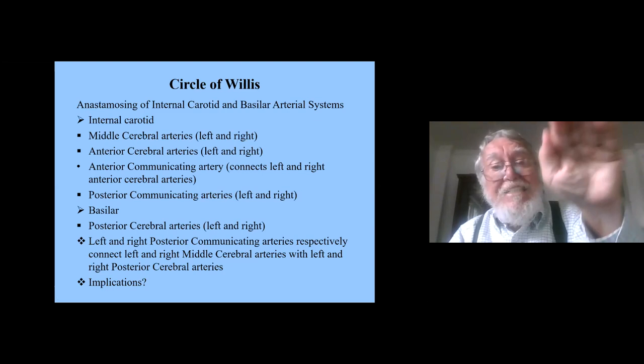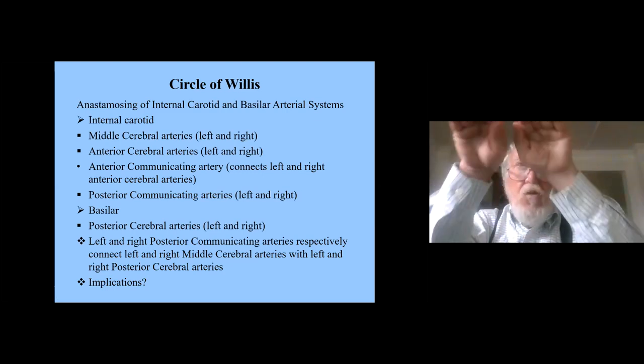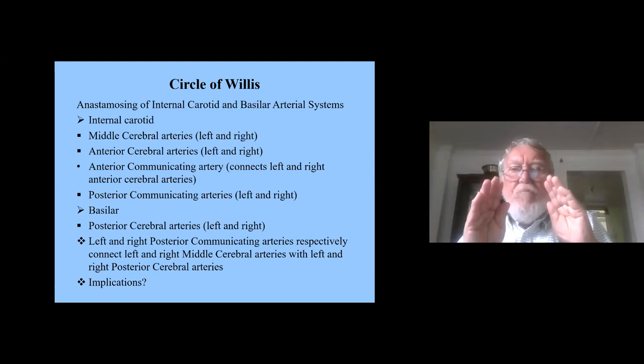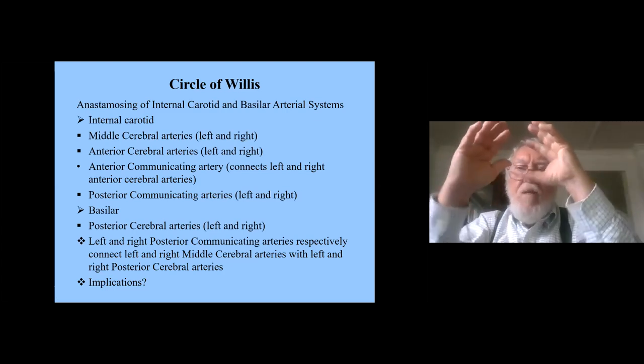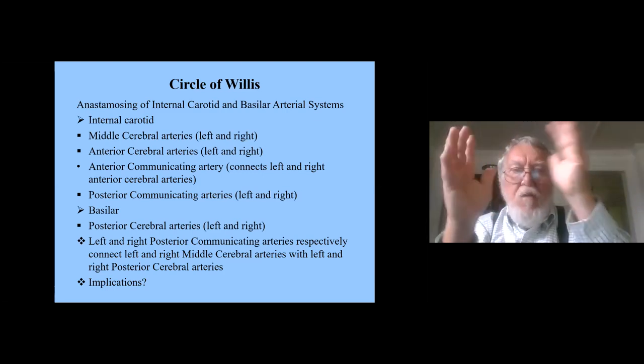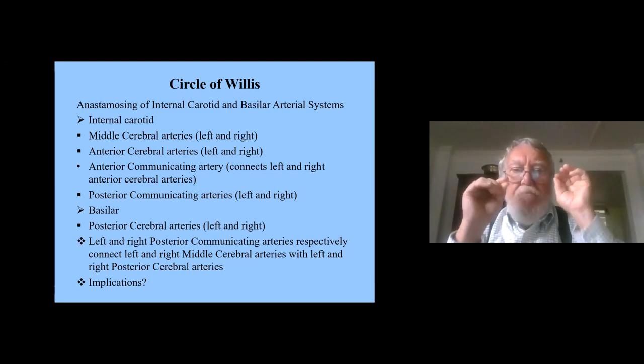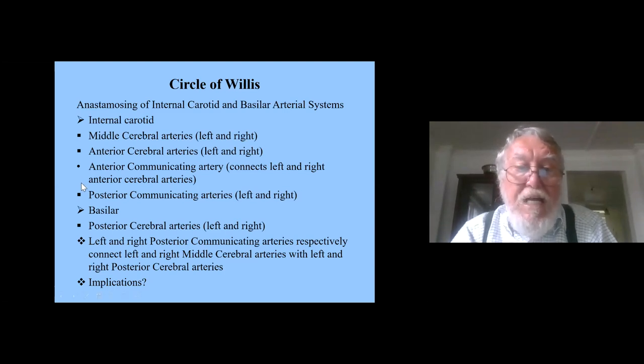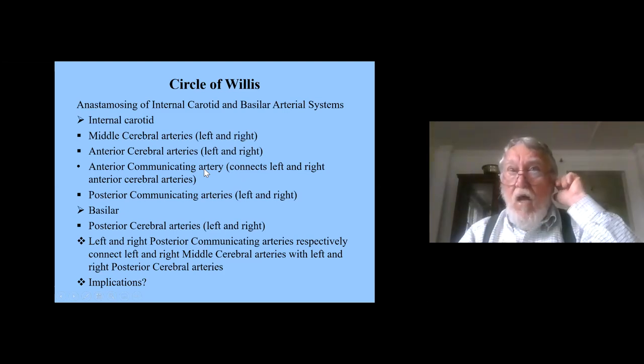And in addition to the anterior cerebral vascularizing the frontal lobe on the left and right side, and the middle cerebral vascularizing the posterior frontal lobe, the superior temporal lobe, and the rostral parietal lobe left and right, there are two other important types of arteries. First of all, as I pointed out, there is a left and right posterior communicating artery. And then the two anterior cerebrals have a common joining place called the anterior communicating artery. So the anterior communicating artery connects the left and the right anterior cerebral arteries. So they will now allow anastomosing of blood in the rostral frontal lobe.